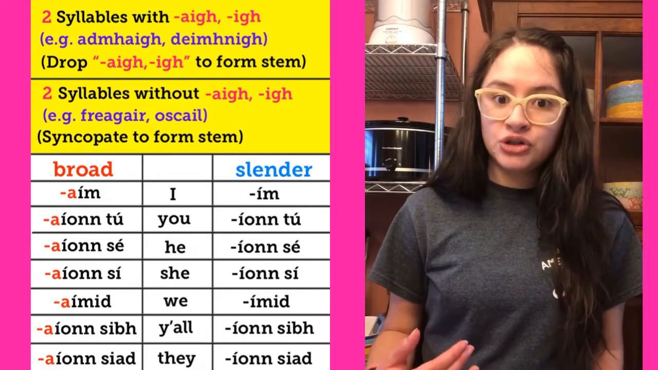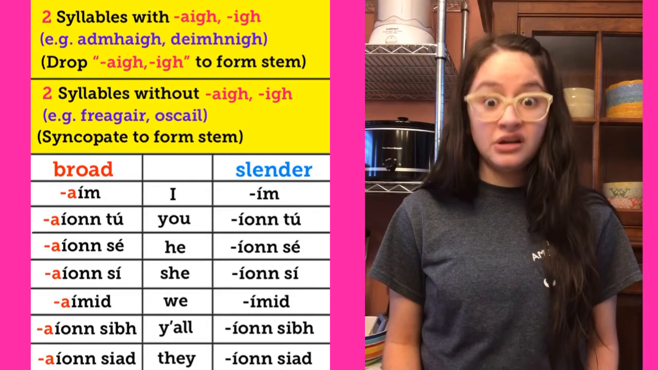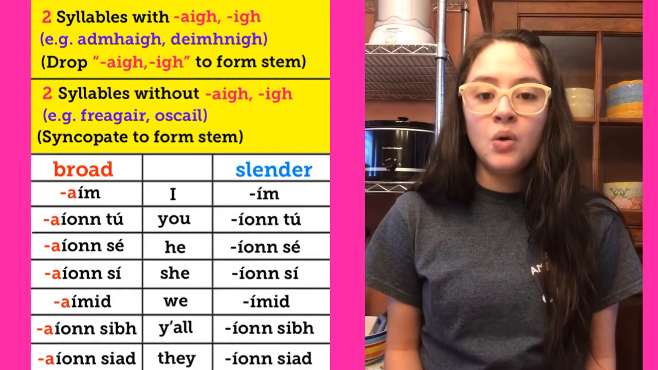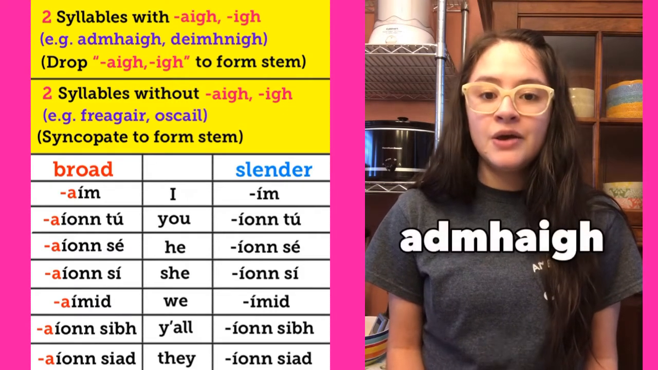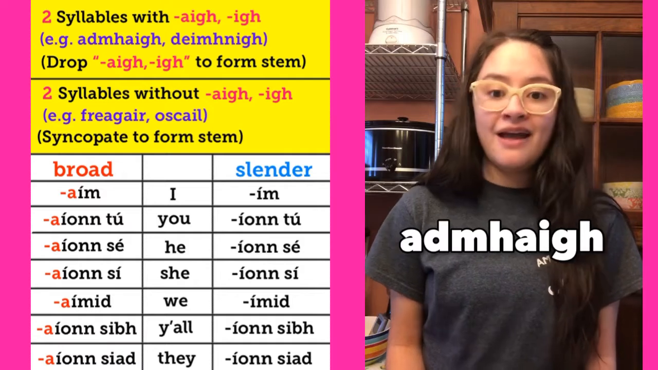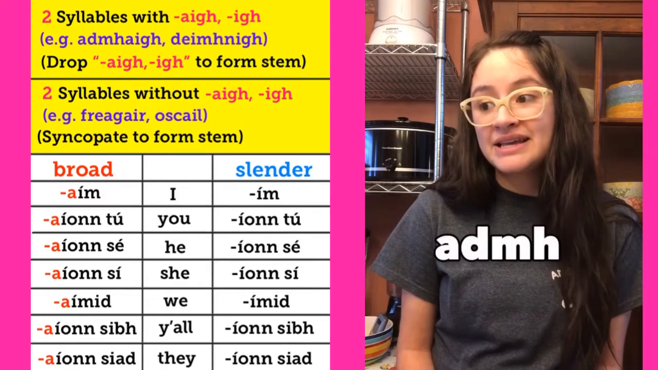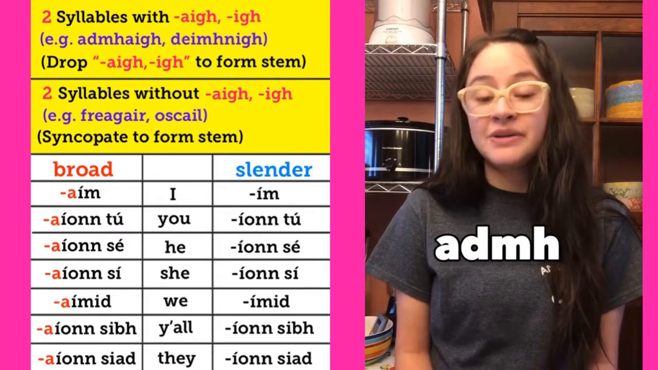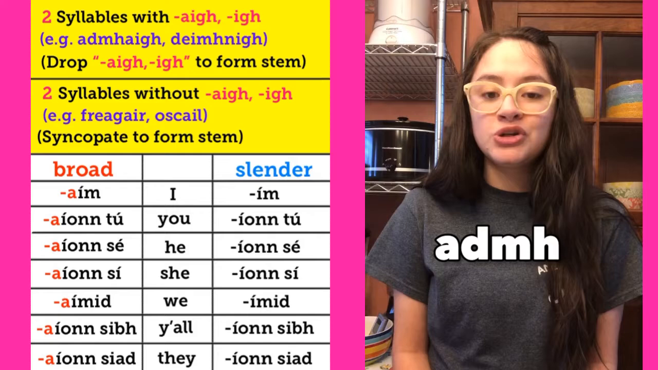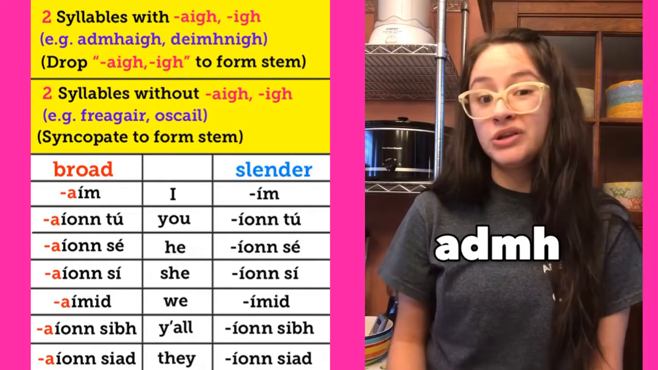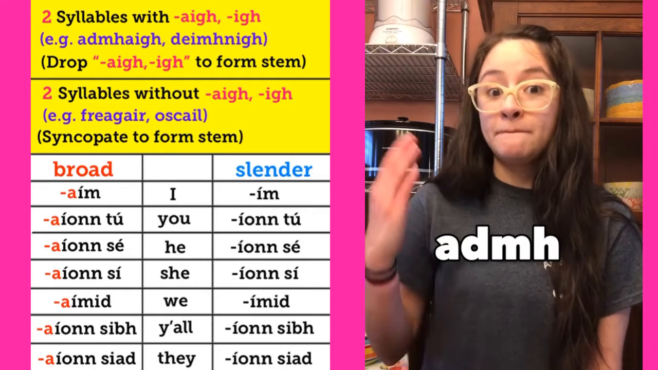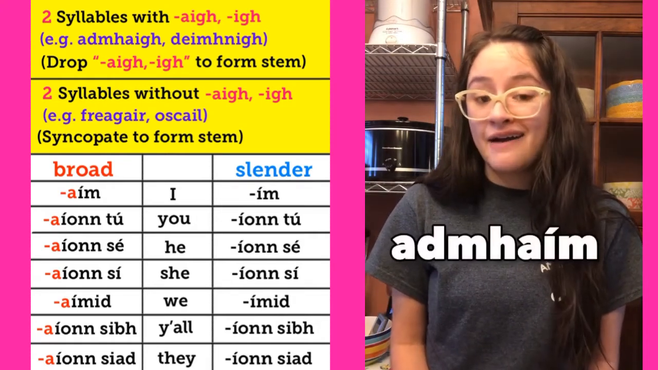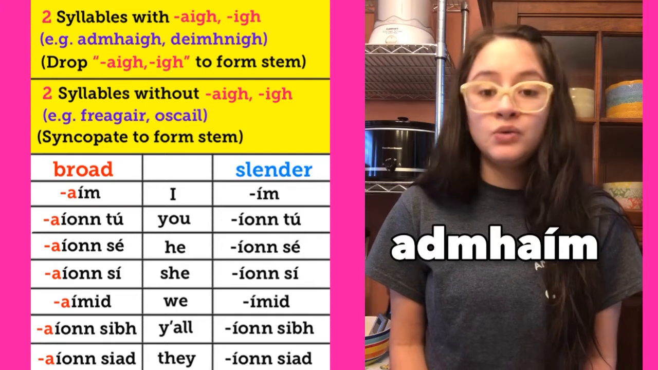To add an extra personal pronoun would be redundant. So let's do a few examples. What if I want to say, I admit? Well, to admit is admhaigh. We form the stem by dropping -aigh. We're left with admh. That's the stem. The last and only vowel in that stem is A, which is a broad vowel, which makes the whole verb a broad verb. So we'll end up choosing from the list of broad suffixes. So I admit, we'll add -aím, and it'll become admhaím.